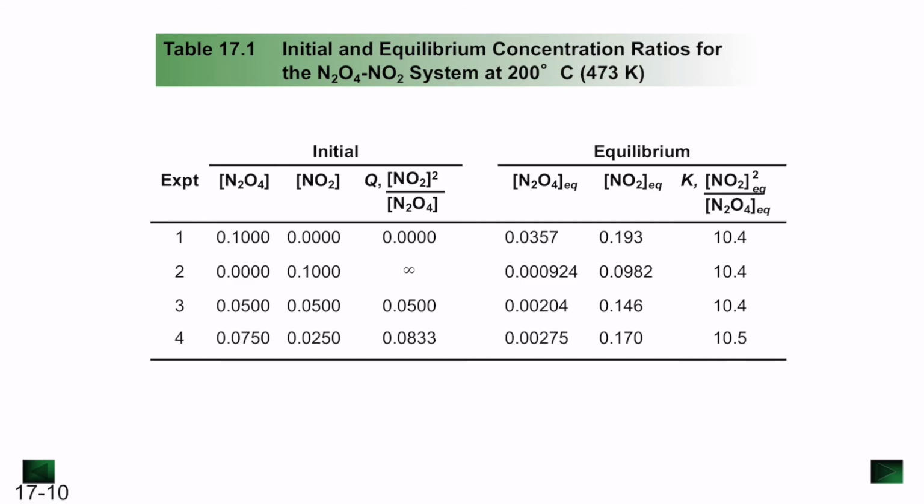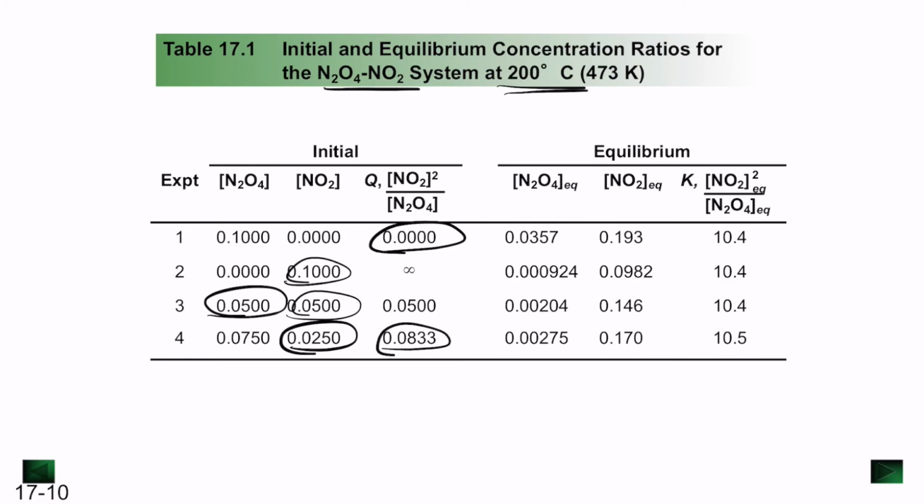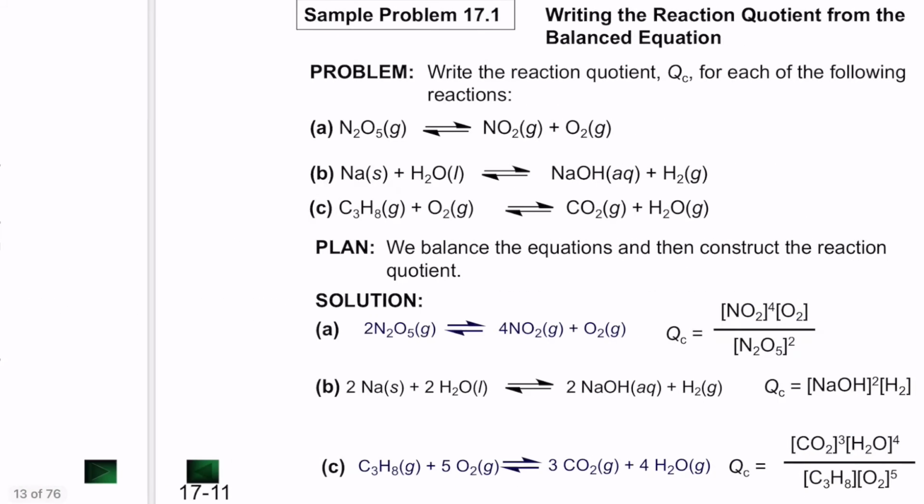Now let's take the initial example here. The initial and equilibrium concentration ratios for the N2O4 NO2 system at 200 degrees centigrade. You start with a Q of 0. As you start noticing an increase in the NO2 concentration, there is a decrease in the N2O4 concentration, and then the reverse. You notice that Q starts increasing and reaches a particular value where it stays constant throughout the rest of the reaction. Once it achieves that value, it becomes the equilibrium constant, and the concentrations at that value are called the equilibrium concentrations.